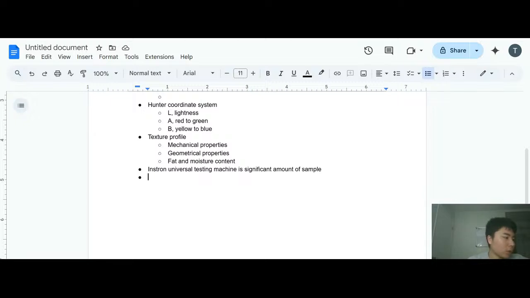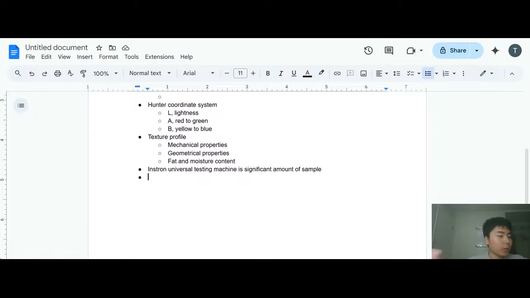Other approaches to texture measurement include electromyography. Recording muscle activity in the oral cavity shows how chewy the meat is, and like time intensity. It's so useful.